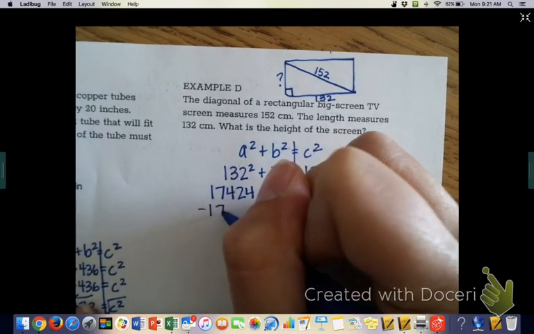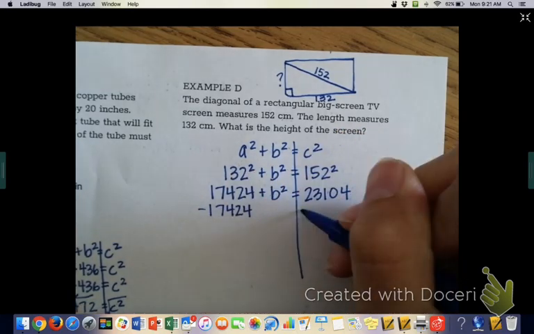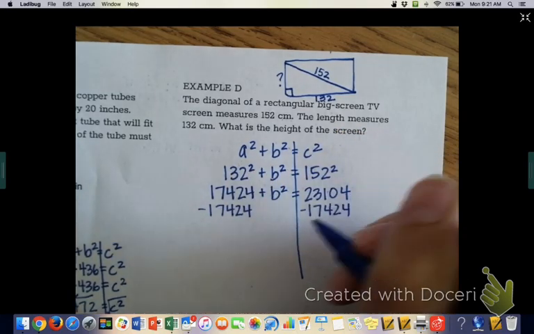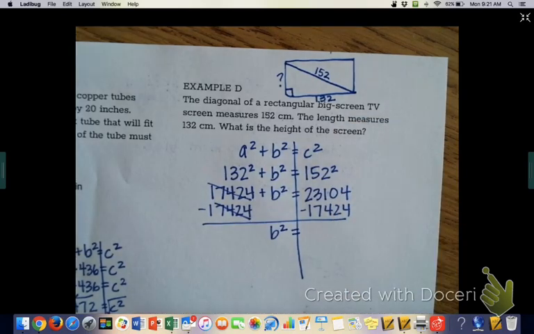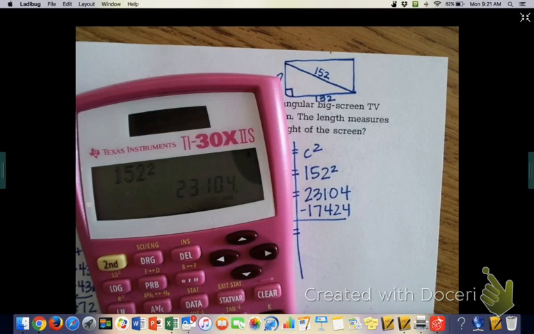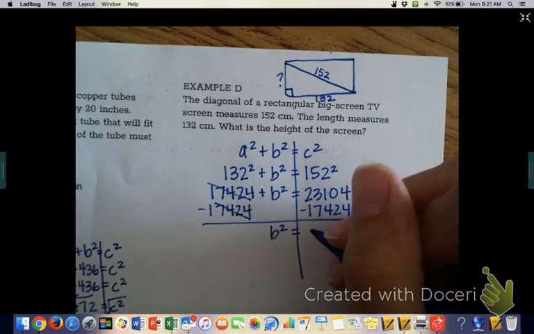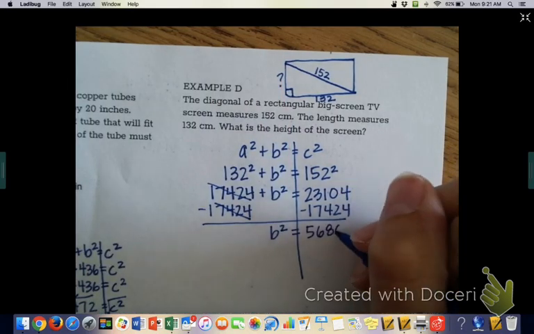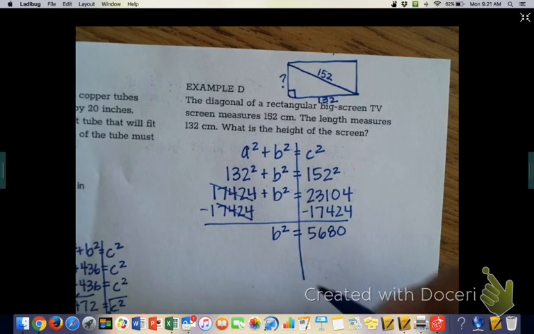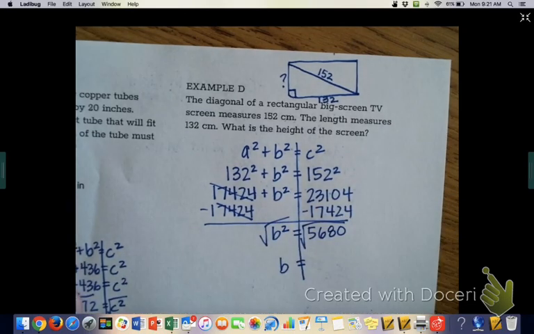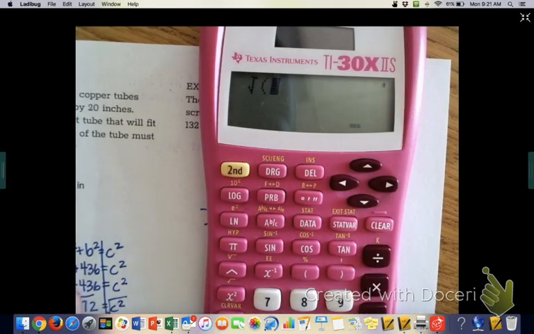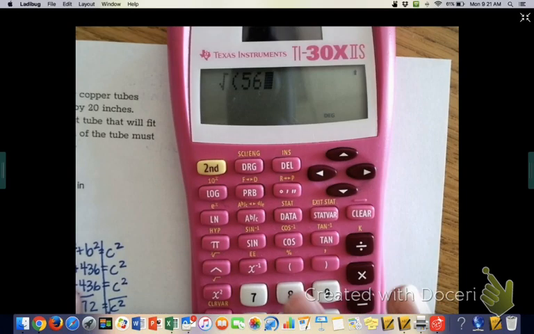Subtract 17,424. Bring down b squared. 23,104 minus 17,424 is 5,680. All right, and then the last step is square root it to get b by itself. So b equals the square root of 5,680.